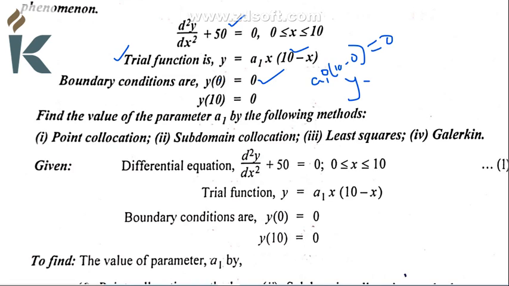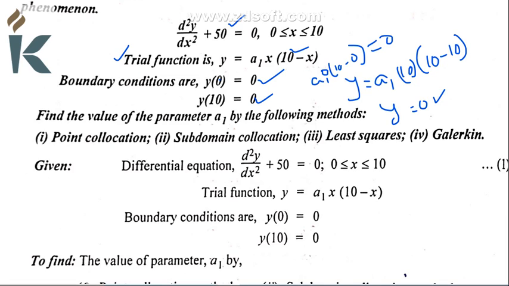Therefore y equal to a1, where the x value is 10. You have to put 10 here, and then 10 minus 10 is 0, so 0 into anything is also 0. Therefore the y value is 0, so the second boundary condition is also satisfied. So these two boundary conditions are satisfied by this trial function. Therefore you have to choose this trial function for solving this physical phenomenon.